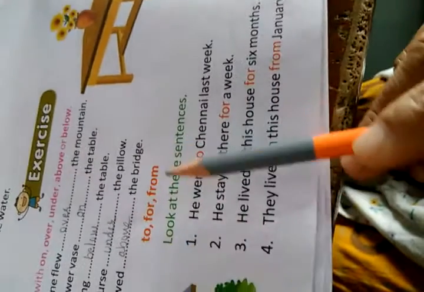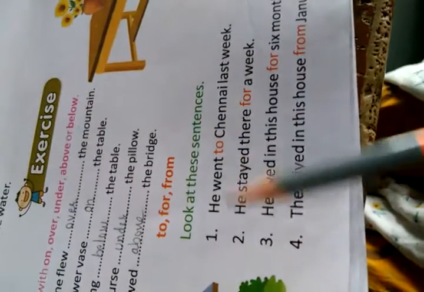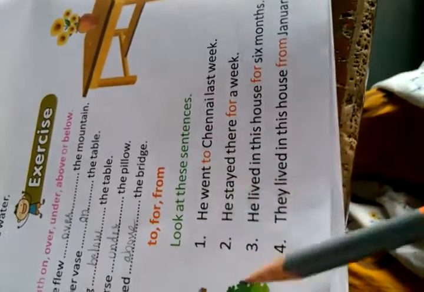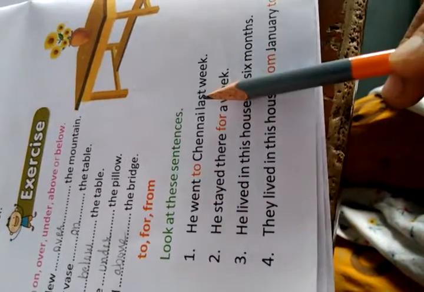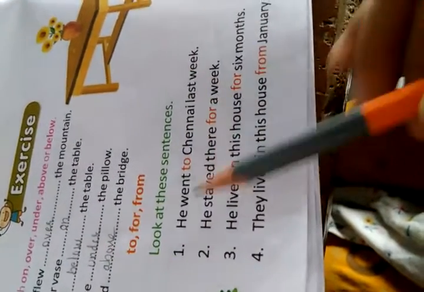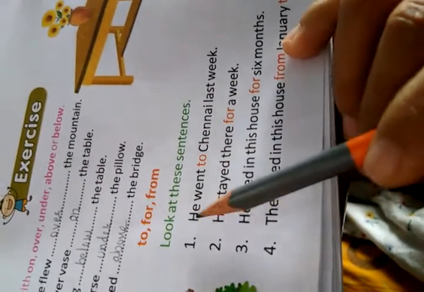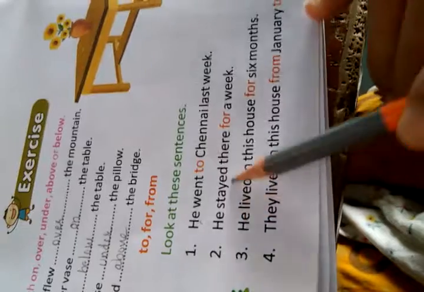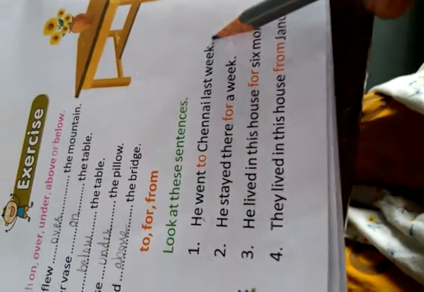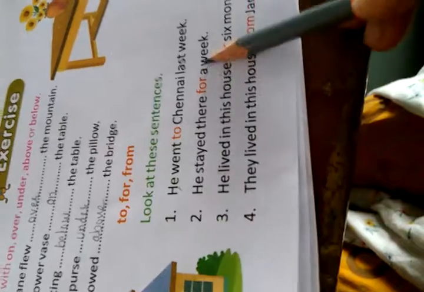To, for, from. So this is also the preposition. Okay, let's see the use of this preposition. Look at these sentences. Number 1, he went to Chennai last week. Showing connection between he and Chennai. Number 2, he stayed there for a week. Week and he, for.